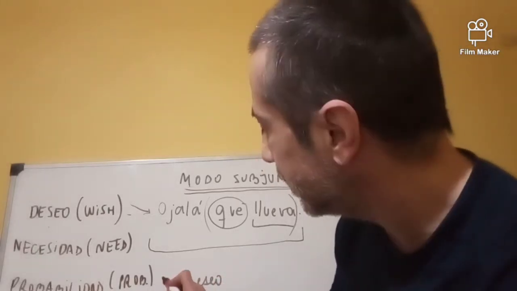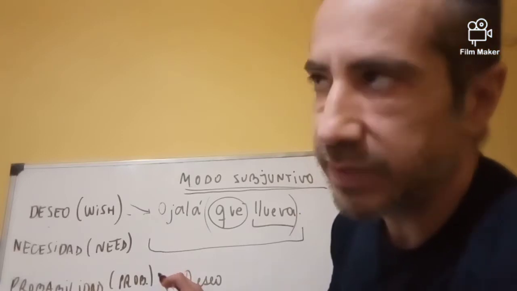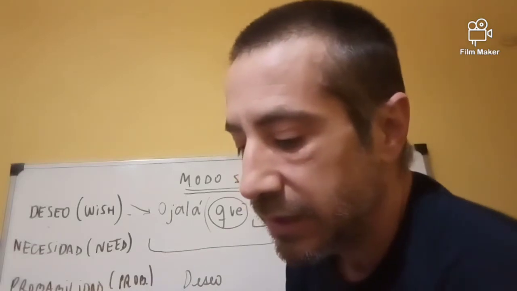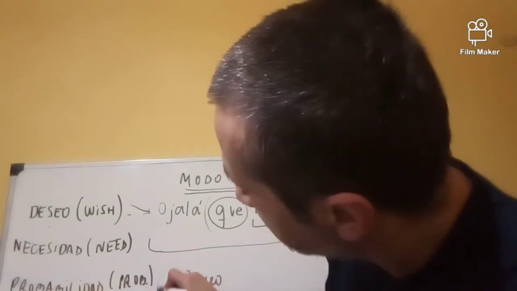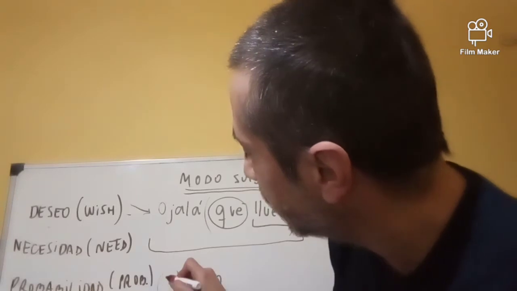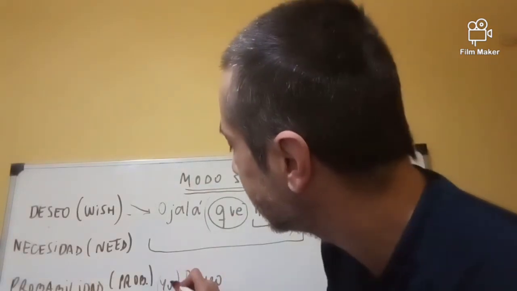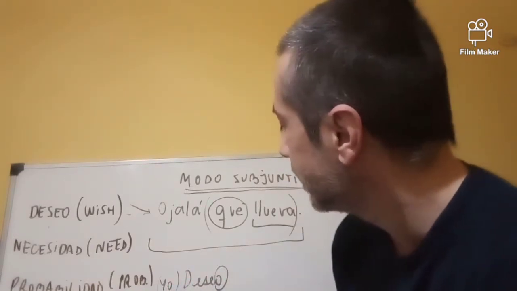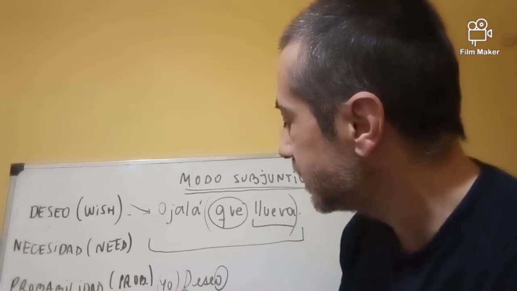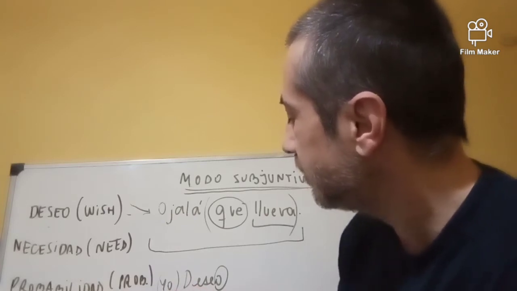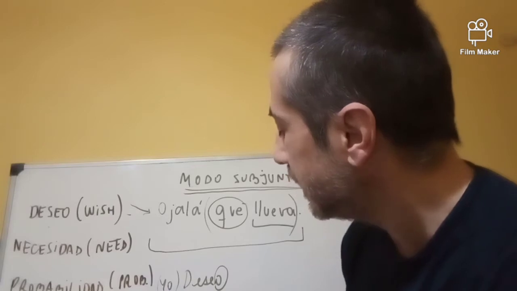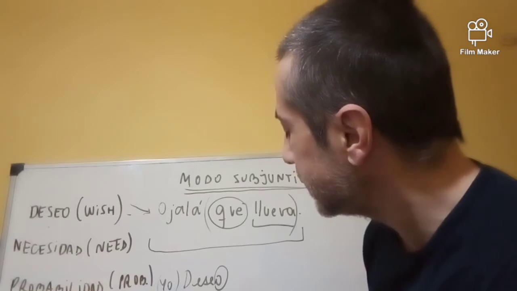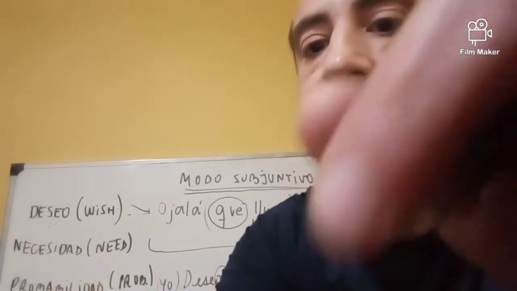You know that I'd say in 90% of the cases we omit the pronoun. We don't say yo deseo. It's useless because this information is here. Yo, present time, presente, modo indicativo in this case. In this case, I'm indicating.